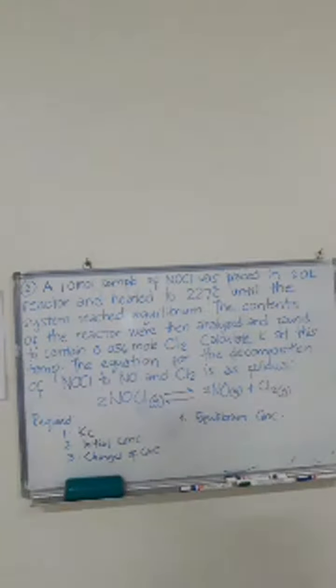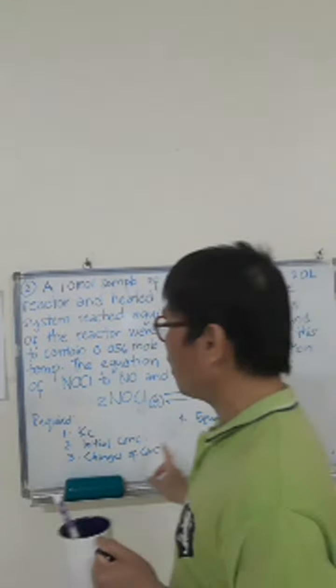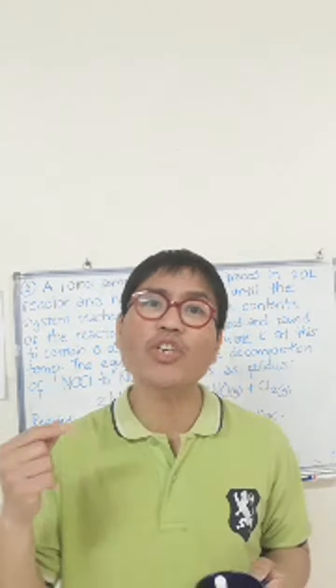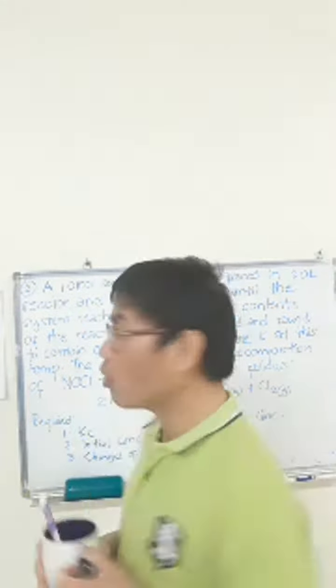So how can we get the Kc for this? Kc is the concentration of the products over the concentration of the reactants, each raised to the power of its coefficient, or number of moles.